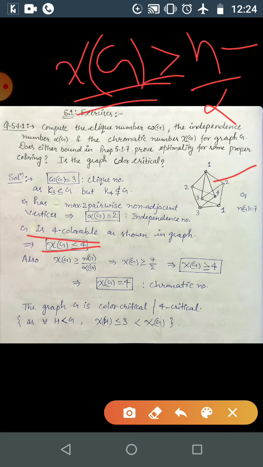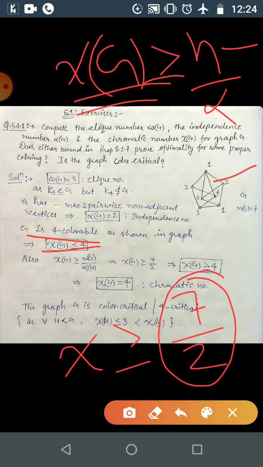So this one has chromatic number greater than or equal to n divided by the independence number. What is n for this one? How many vertices are there? 7. So 7 divided by the independence number, which is 2. So 7 by 2, correct. 7 by 2 means 3.5.